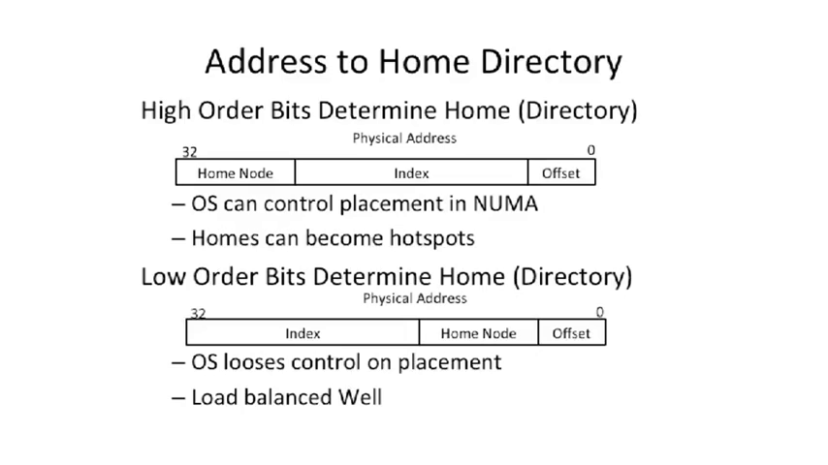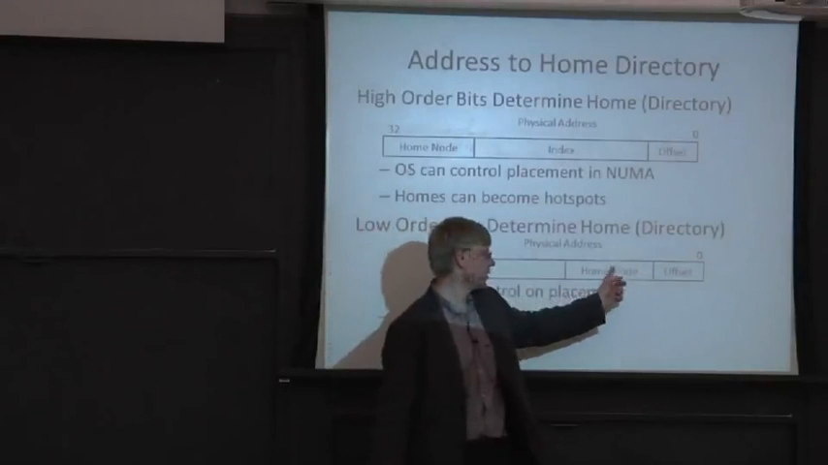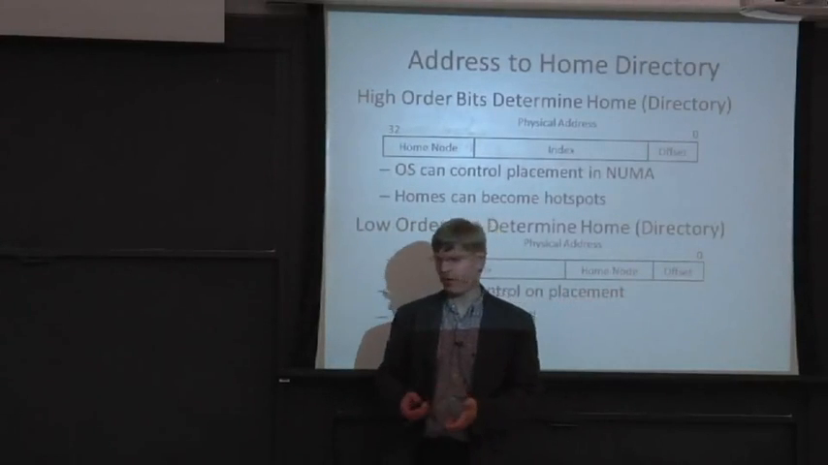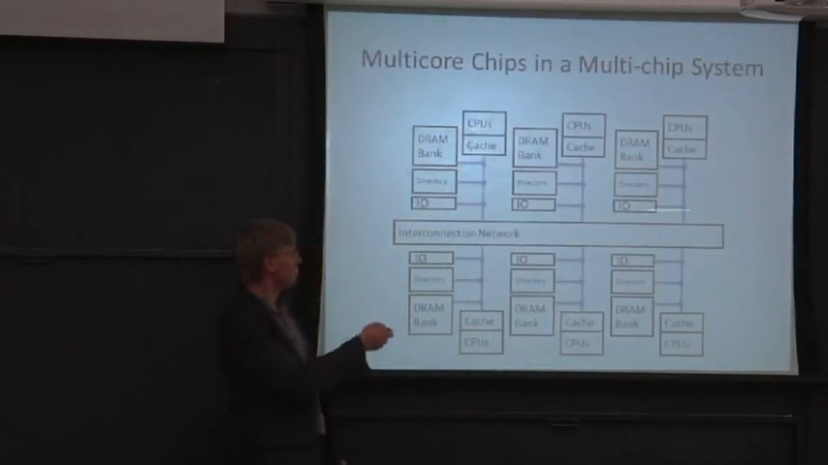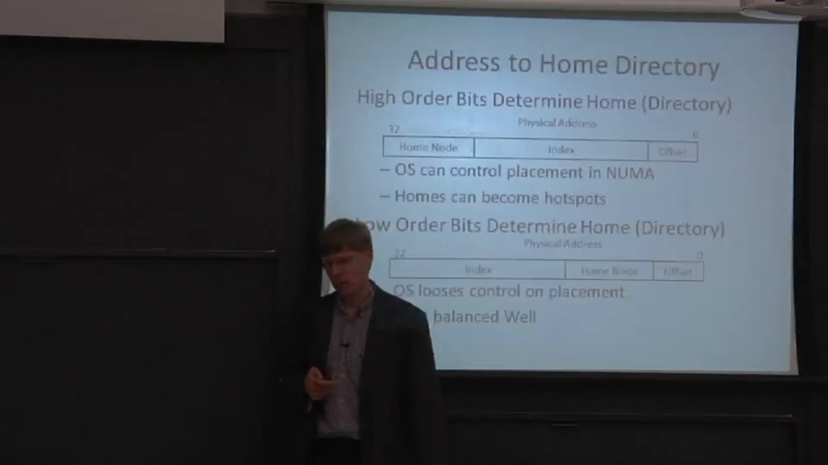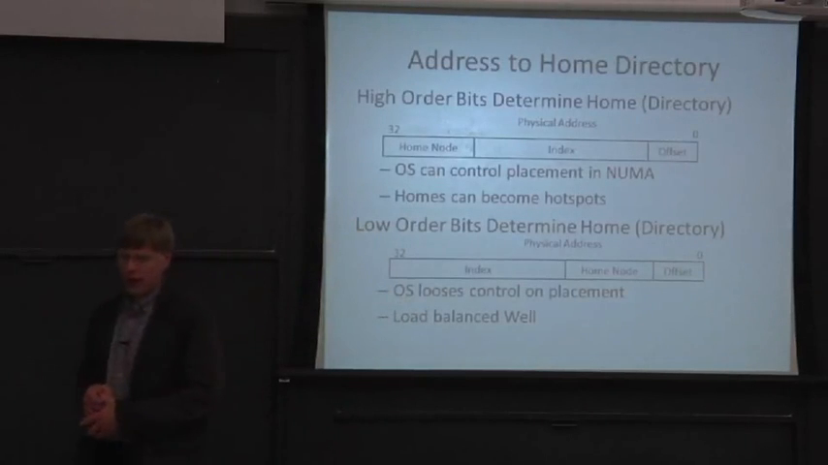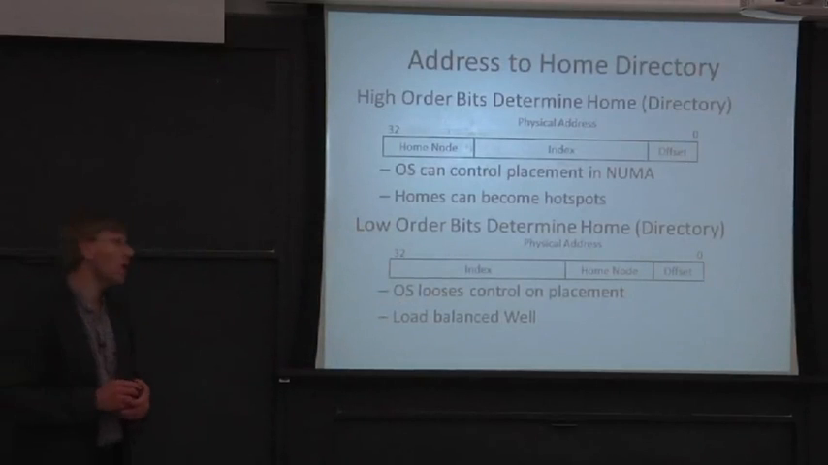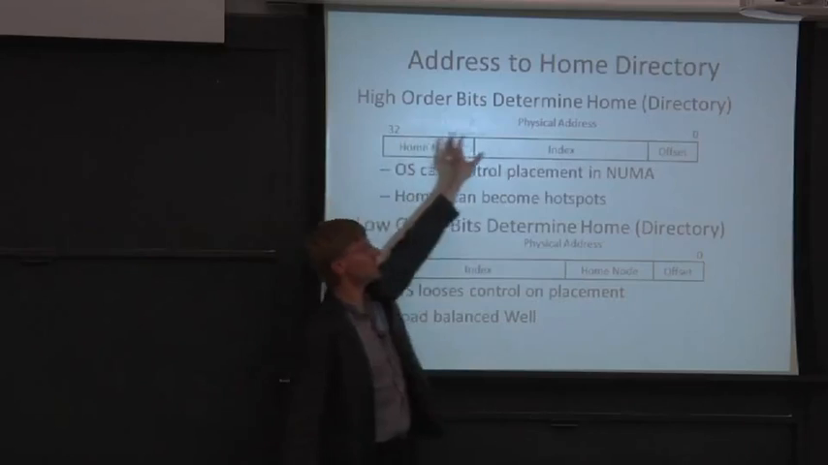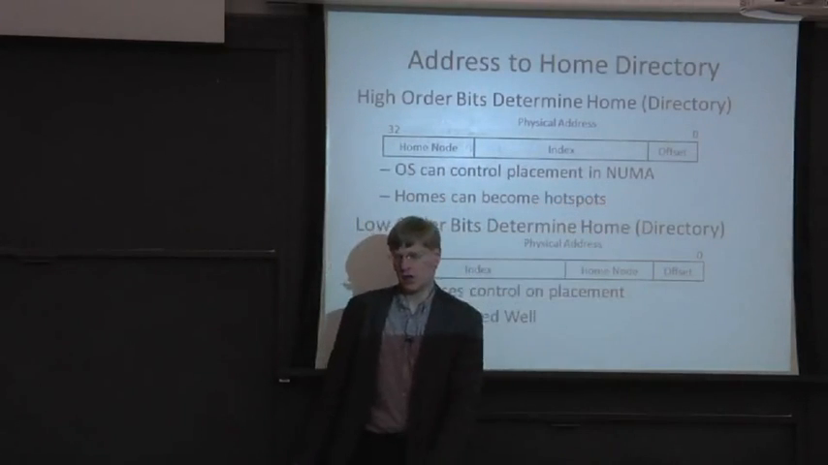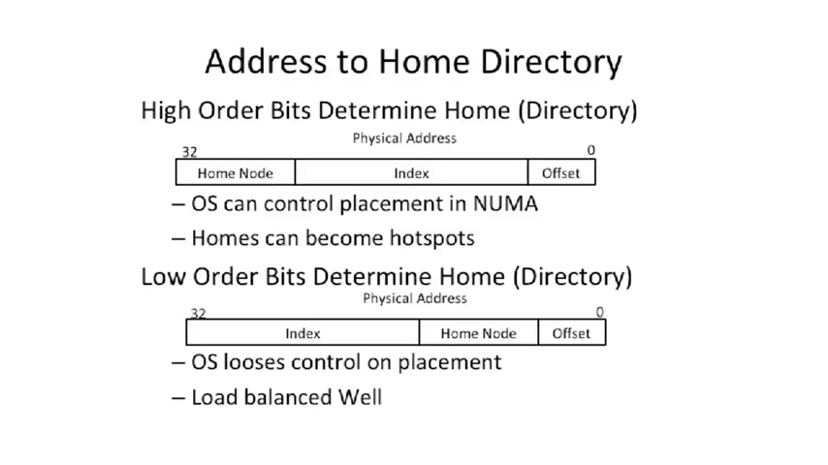So to figure out which one of these directories to go to, or what's sometimes called the home node in a distributed shared memory machine, there are a lot of different ways to do this, but one of the more common ones is to just use some bits out of the address. You take the number of directories in the system, take the log base 2 of that, and then you take that number of bits to be the home node number.